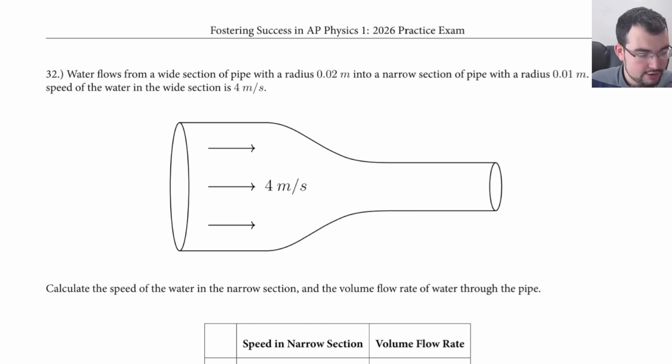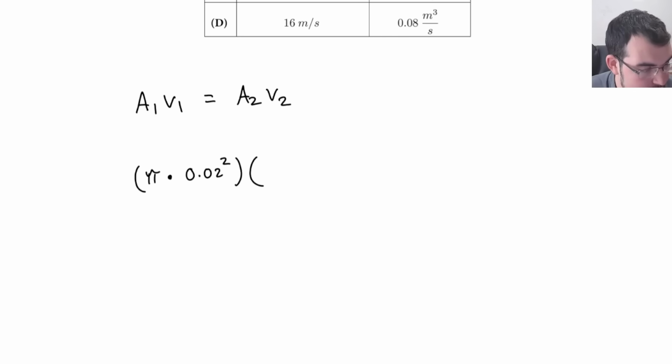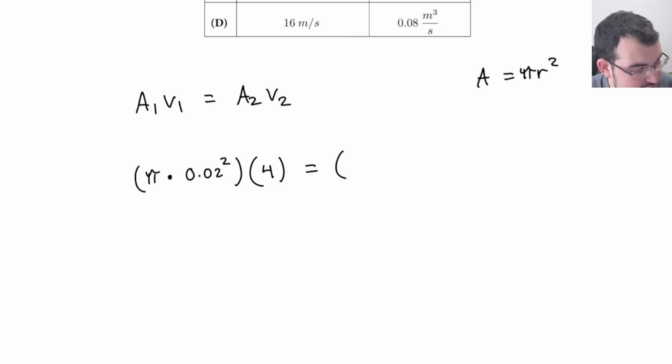These are circular cross sections. So my first pipe has cross-sectional area pi times 0.02 squared, pi r squared, and that V was 4. And then my second pipe, because we know that A is pi r squared for a circle, is very similar. It just has half the radius.